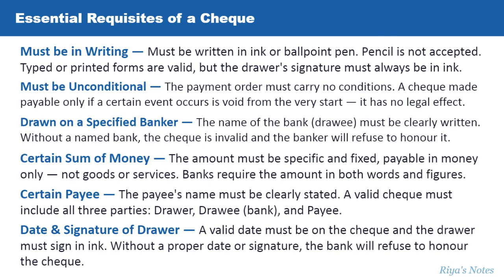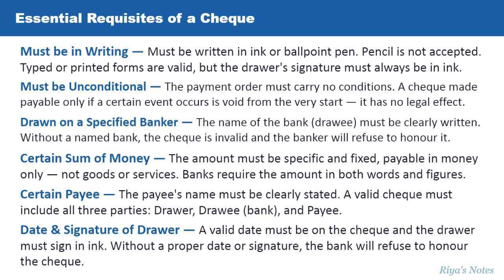Essential requisites of a check. Must be in writing, must be written in ink or ballpoint pen. Pencil is not accepted. Typed or printed forms are valid, but the drawer's signature must always be in ink. Must be unconditional, the payment order must carry no conditions. A check made payable only if a certain event occurs is void from the very start, it has no legal effect. Drawn on a specified banker, the name of the bank, drawee, must be clearly written. Without a named bank, the check is invalid and the banker will refuse to honor it.